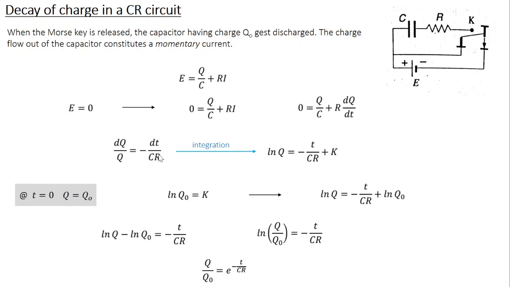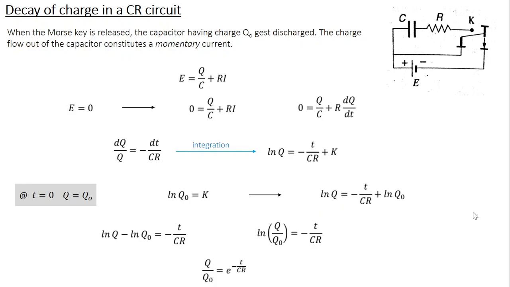First order differential equation, solve it by integrating once, you get ln Q equal to minus T by CR plus K. Now how do you find the value of K? Use the initial condition. What's the initial point? You have a fully charged capacitor. So at time T equal to 0, Q equal to Q0. So rewrite this equation at T equal to 0, you have ln Q0 equal to K. So substitute for K in this equation, you have ln Q equal to minus T by CR plus ln Q0.